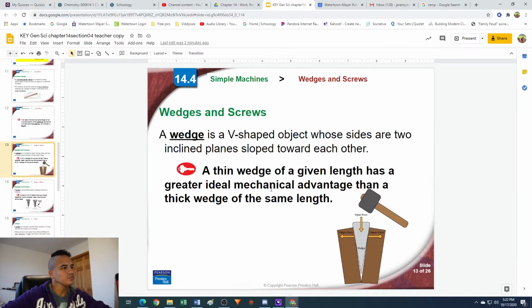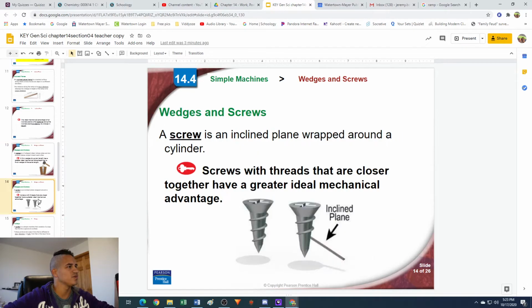So, all right, three more. The next one we have are wedges and screws. A wedge is a V-shaped object whose sides are two inclined planes that are essentially sloped towards each other. So it's something like this. An axe is an inclined plane. For wedges, a thin wedge of a given length, and thin means it's not very wide, has a greater mechanical advantage than a thick wedge. So if we're going to use a wedge, we want the wedge to be thin like this. We don't want it to be thick like this. We don't need to worry too much about mechanical advantage for wedges. We won't really calculate those.